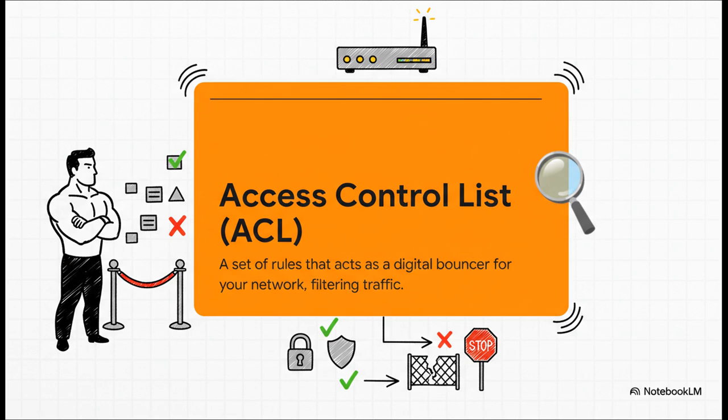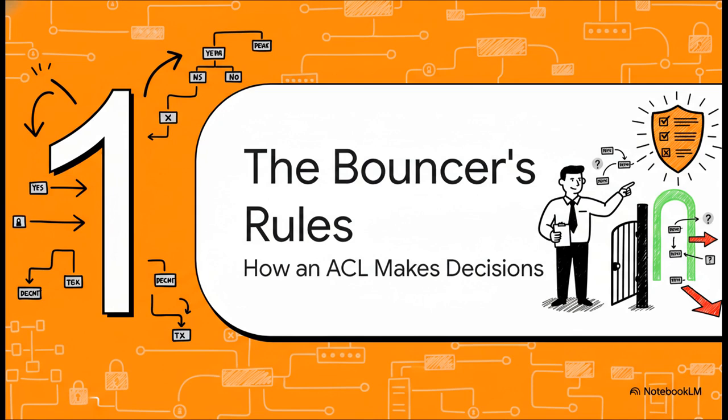It's just a set of rules that stands guard at the door to your network, checking every single packet of data that tries to get in or out. It decides who's on the list, who gets past the digital velvet rope, and who gets turned away. Now, this bouncer doesn't just make things up as it goes. Oh no, it follows a very, very strict set of rules. And if you can understand these rules, you'll understand exactly how ACLs work.